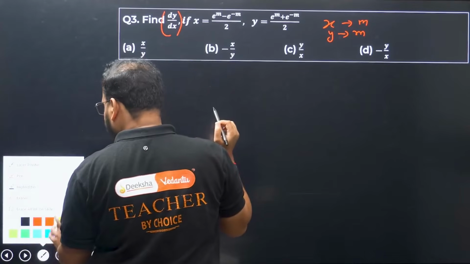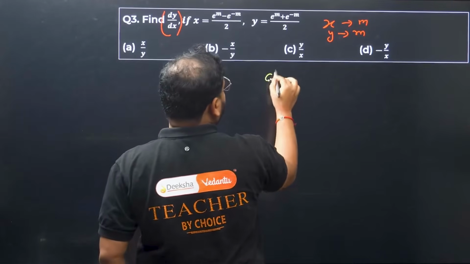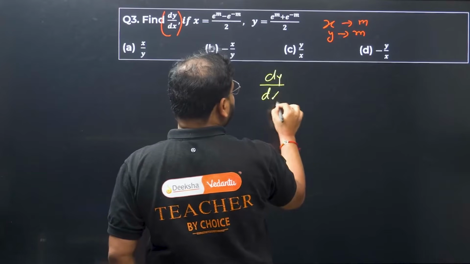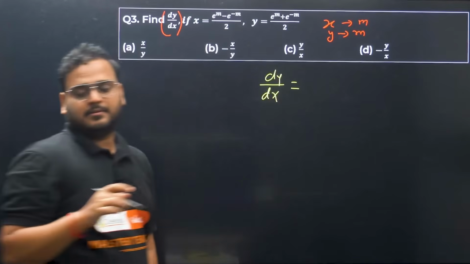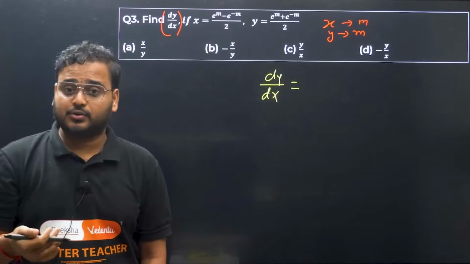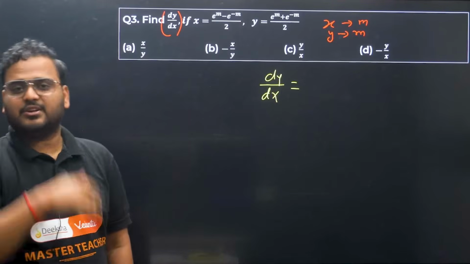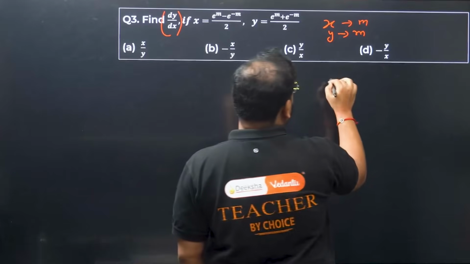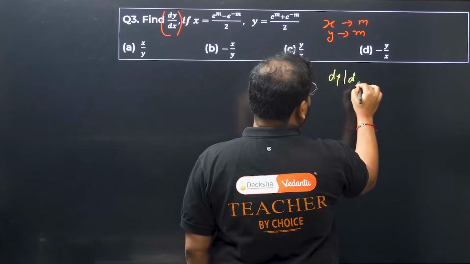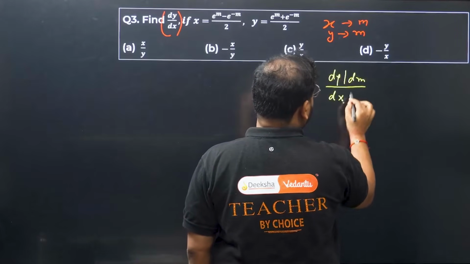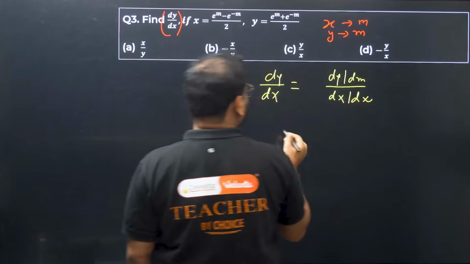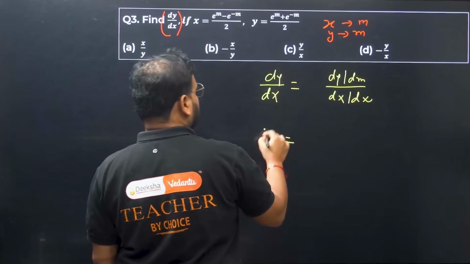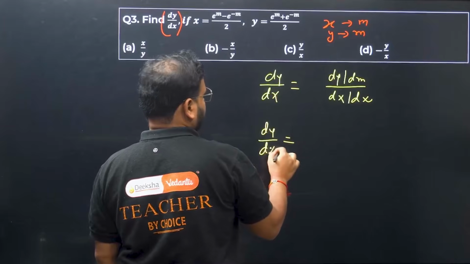Sometimes they might ask you dx by dy also. That's why I said please check once again in the question what they are asking. Then the approach will change, right? You have to reciprocate all of the result. Okay, so have a look. dy by dm upon dx by dm. So difficult, na sir? This step can also be avoided to be written.